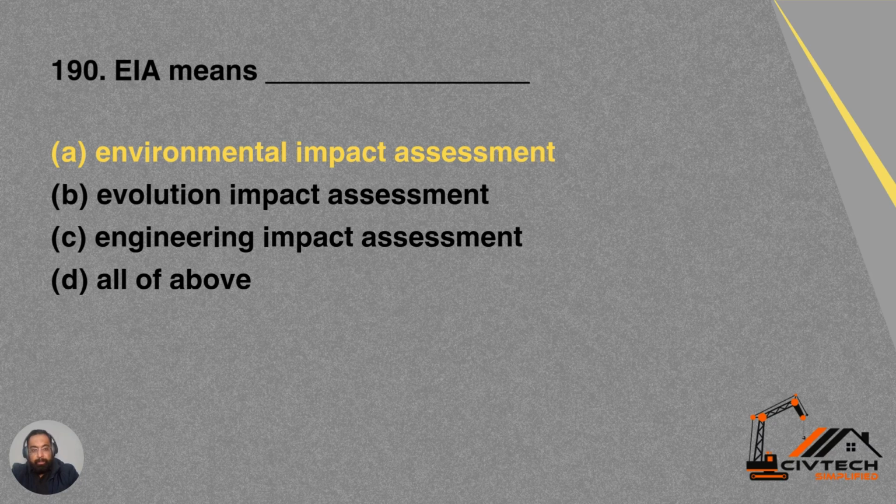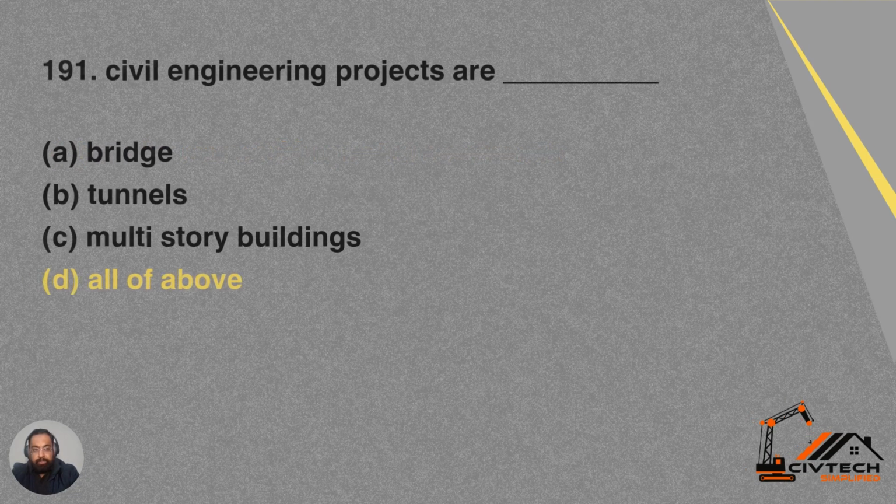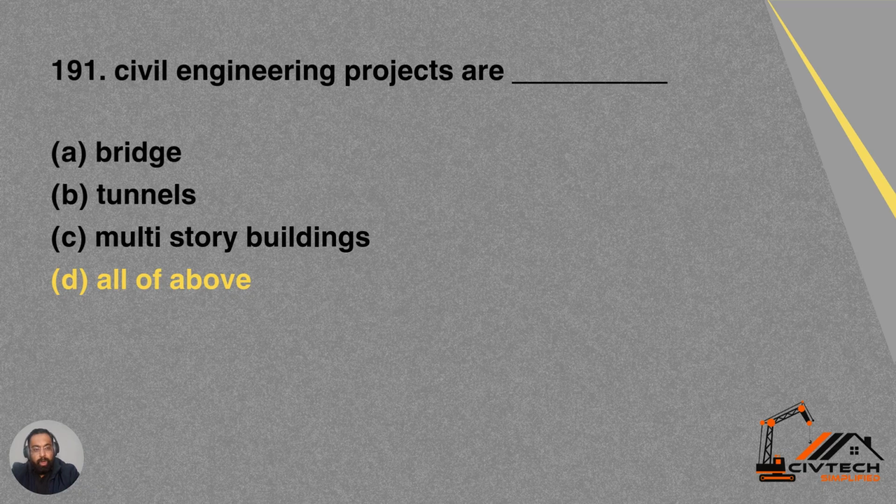190. EIA means option A, environmental impact assessment. Option B, evolution impact assessment. Option C, engineering impact assessment. Option D, all of the above. So EIA means environmental impact assessment. A is the correct answer.